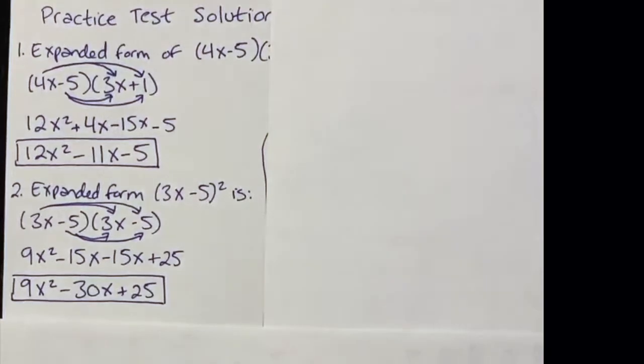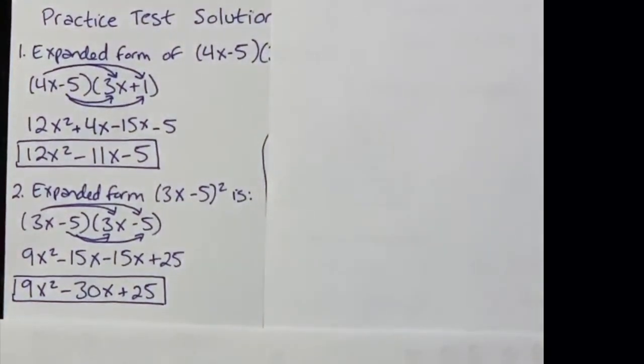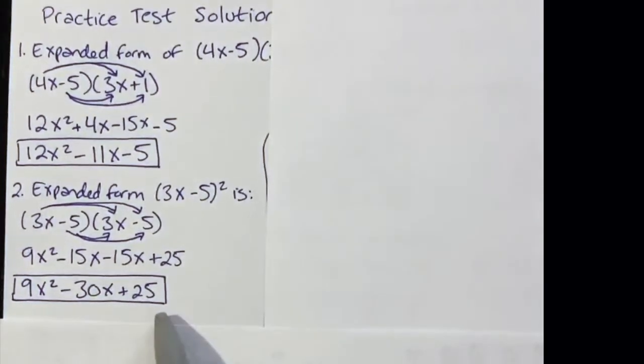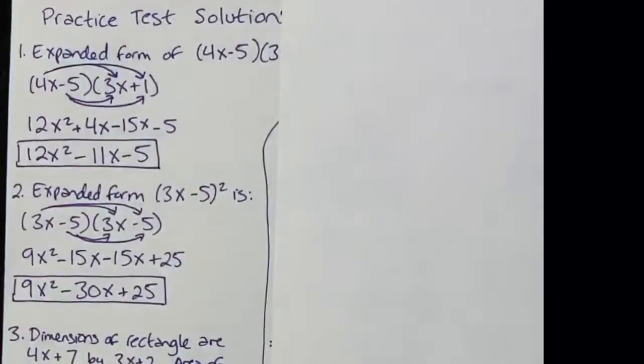9x squared minus 15x minus 15x plus 25. So what I have to do now is I have to combine my like terms. So I end up with 9x squared minus 30x plus 25. All right, next one, let's move this up.